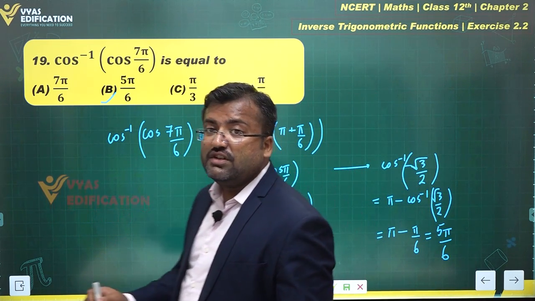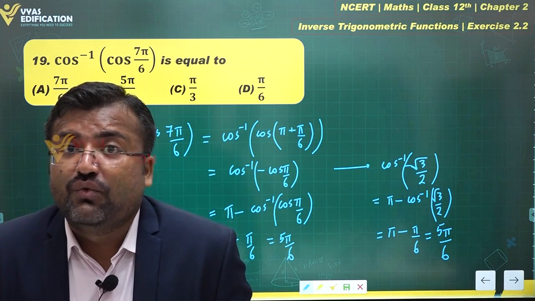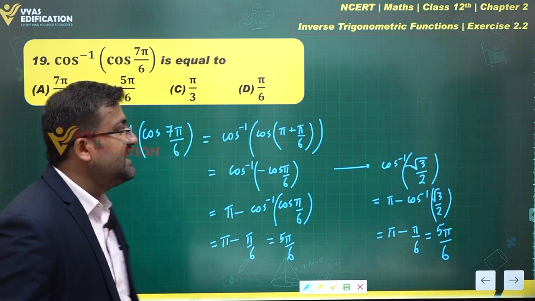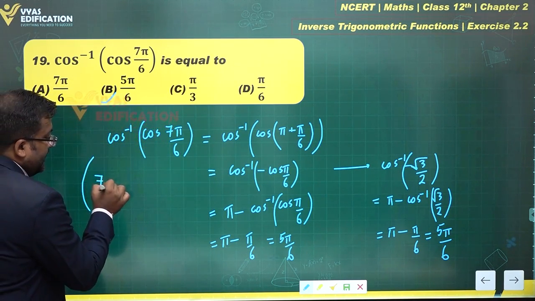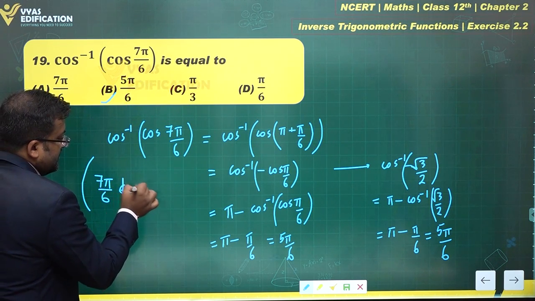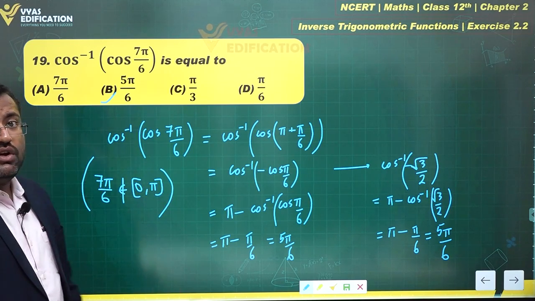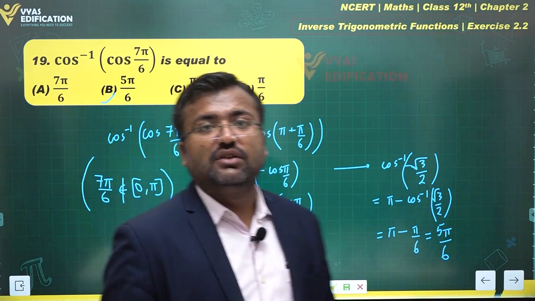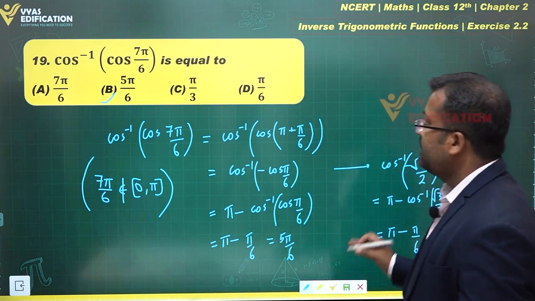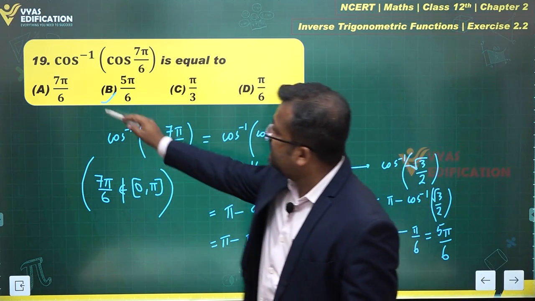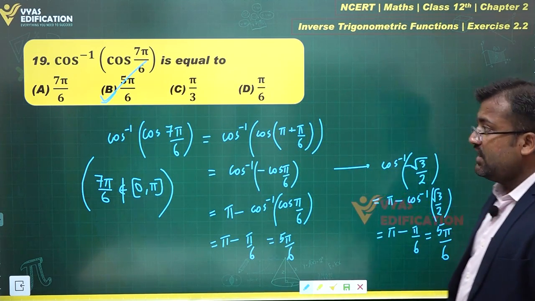Could we have written cos inverse cos 7 pi by 6 as 7 pi by 6? No, we could not have written that, since 7 pi by 6 does not belong to the interval 0 comma pi. Therefore, we are supposed to work in a different manner over here. Is that all? Yes, that's all. The correct answer is option B, as you can see behind me.